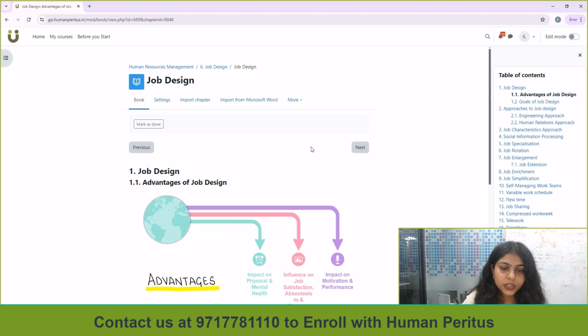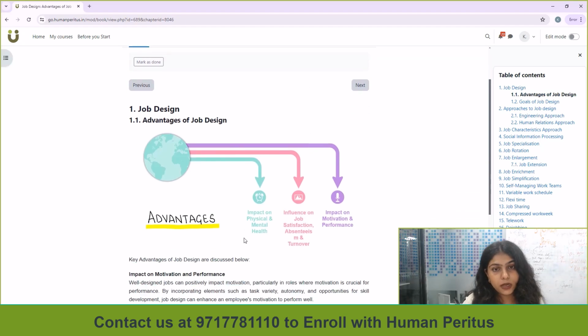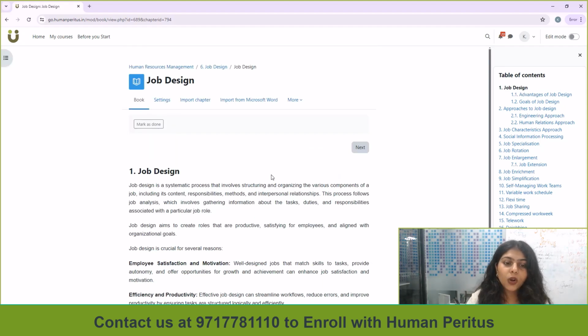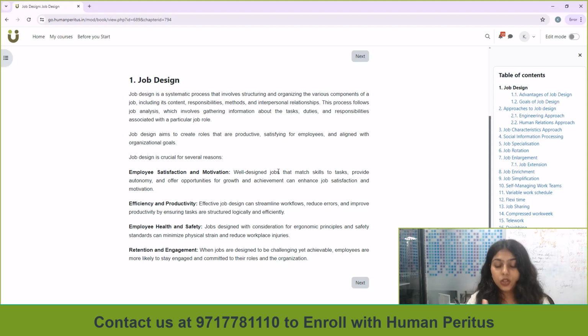Then we have advantages, and the advantages are impact on physical and mental health, influence on job satisfaction, absenteeism and turnover rates, and then impact on motivation and performance. Now again, what is job design? Job design is picking up various components of a job and structuring them through a systematic process, and this is done for the organizational needs and for employees' needs. So you have to achieve maximum efficiency and productivity in your organization. Meanwhile, you also have to look at employee satisfaction and motivation.